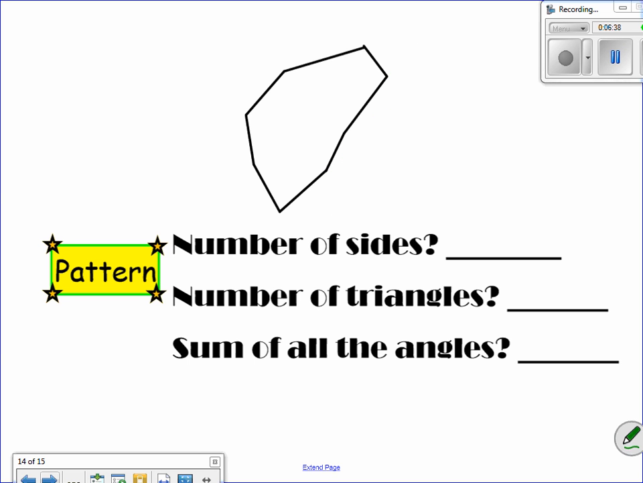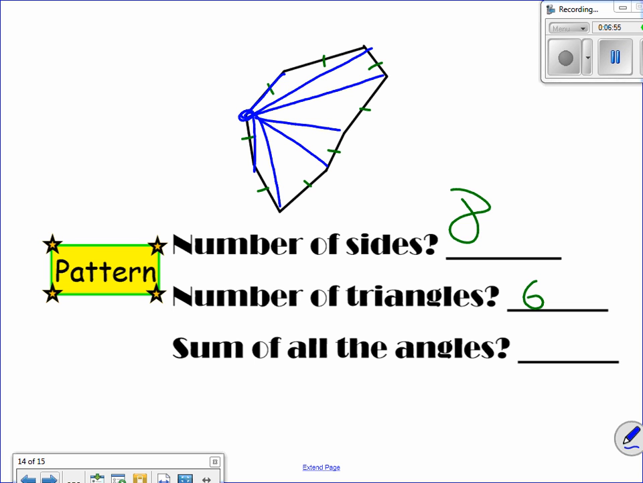First of all, let's count all of our angles. 1, 2, 3, 4, 5, 6, 7, 8. 8 sides, that means I have 6 triangles. Let's see if I can find those 6 triangles. I'll pick this vertex. So we have 1, 2, 3, 4, 5, 6 triangles. And I'd be going 180 times 6.